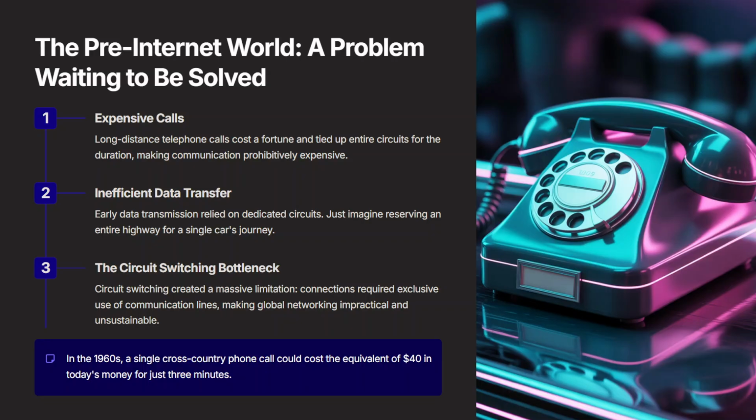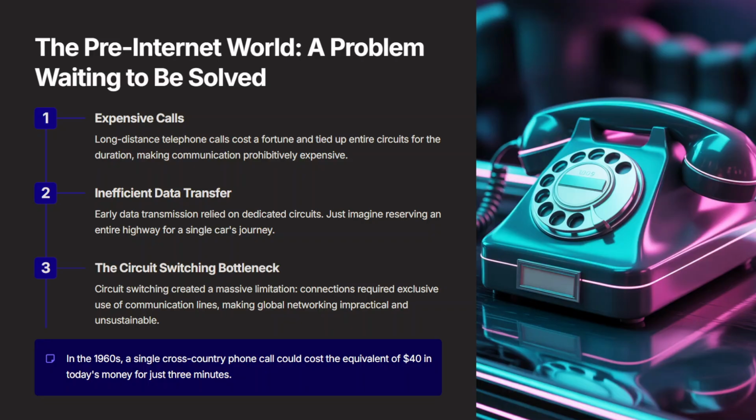First one that jumps out is just the cost. Yeah. It was seriously expensive because you were basically renting a wire. That's right. You reserved a physical connection end-to-end for your whole call or data session, and it was tied up just for you, whether you were actively sending anything or not. Wow. Yeah, and get this, the sources give a pretty stark example. Back in the 1960s, a simple 3-minute phone call across the country could cost what amounts to like $40 today. $40 for 3 minutes. Okay, so not practical for constant data.